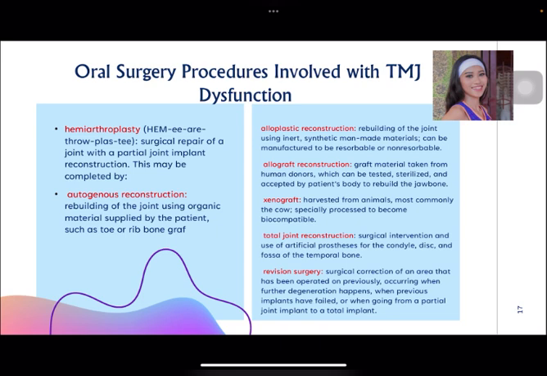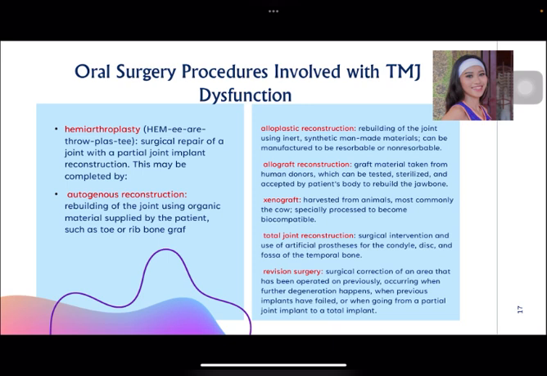The hemiarthroplasty, autogenous reconstruction, alloplastic reconstruction, allograft reconstruction, xenograft, total joint reconstruction, and the revision surgery. So hemiarthroplasty, it's a surgical repair of a joint with a partial joint implant. And the autogenous reconstruction is the rebuild of the joint using organic material supplied by the patient, just as a tooth or rib bone graft.